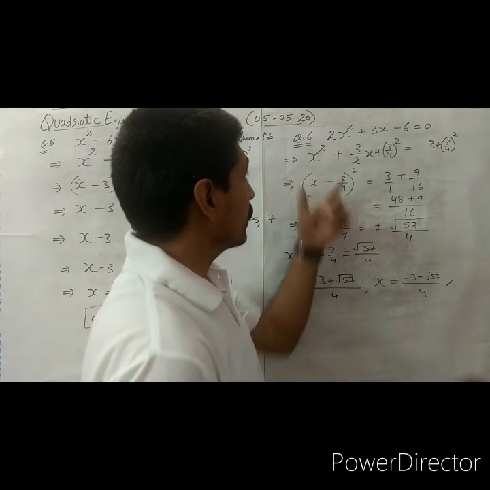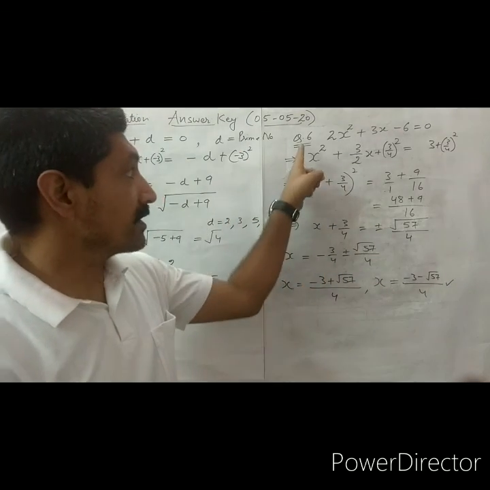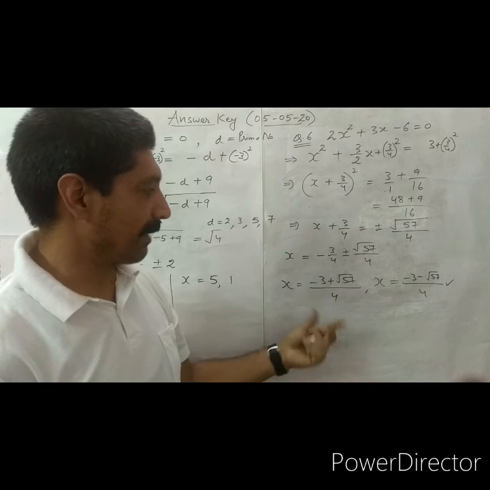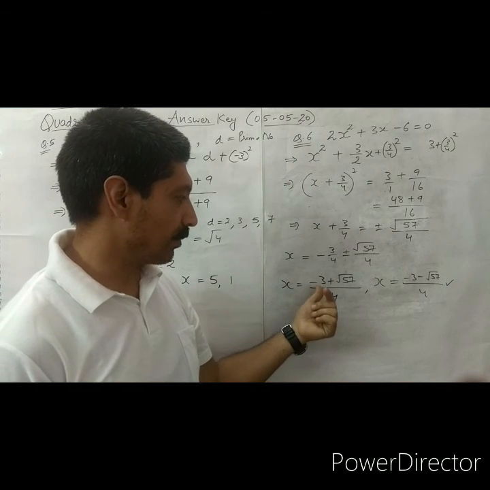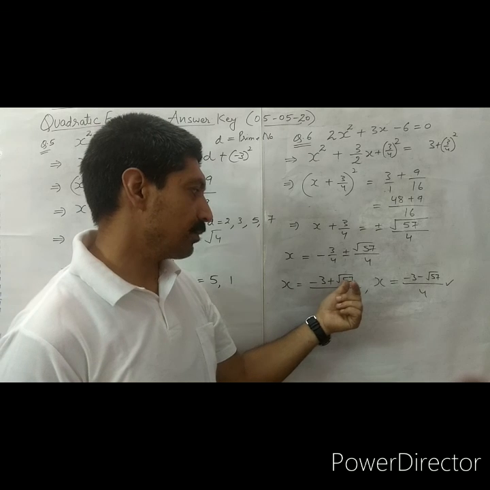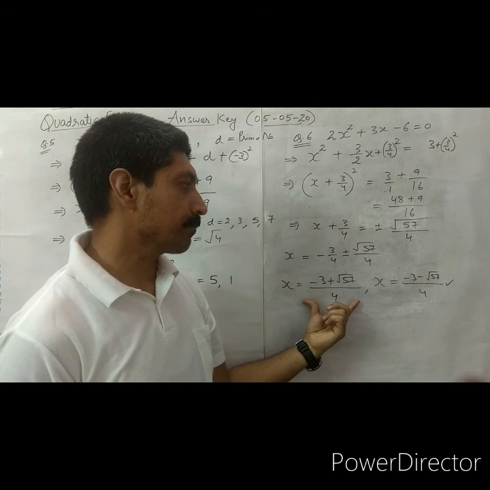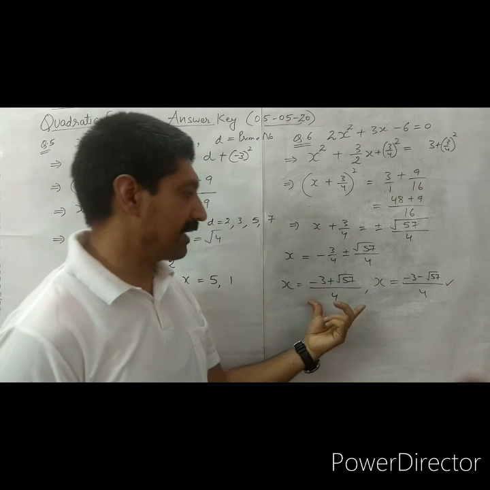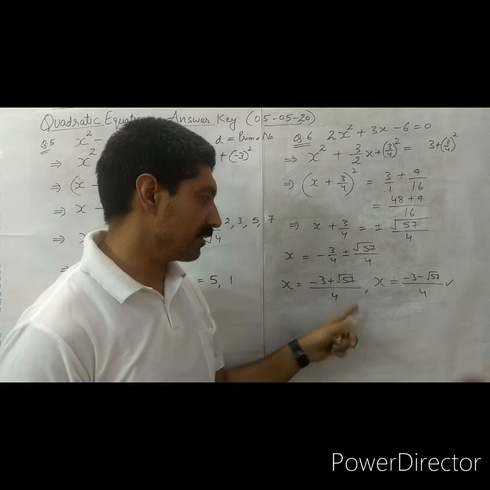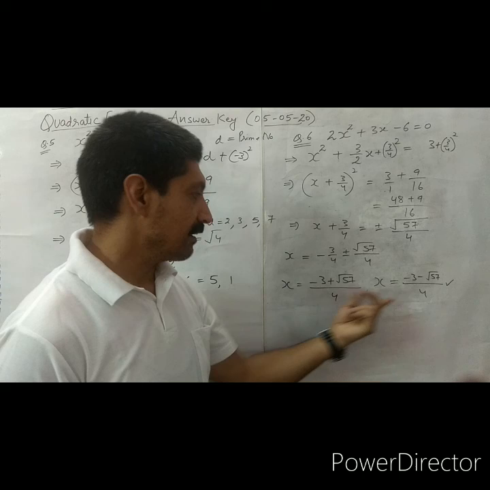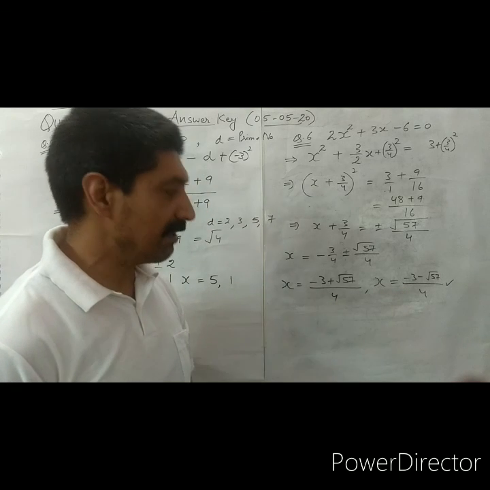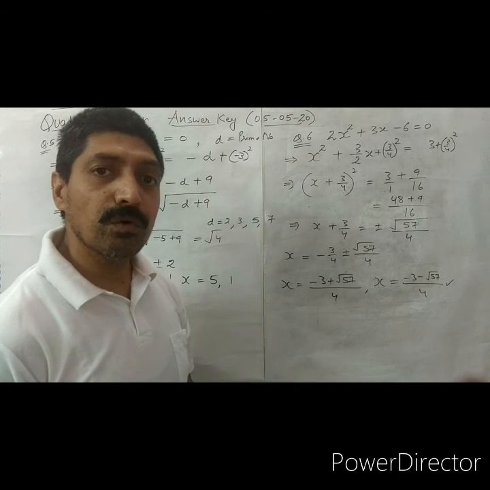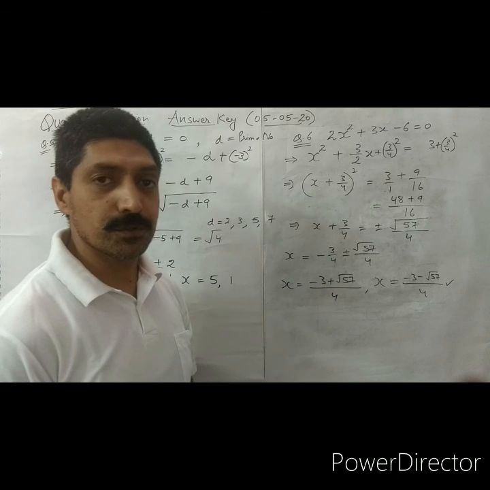So I hope you are clear with question 6 also. By completing square method, we have x is equal to minus 3 plus minus under root 57 upon 4. We can substitute the value, or with the help of the calculator, we can find these values in decimal form, and we can go for rounding off also.